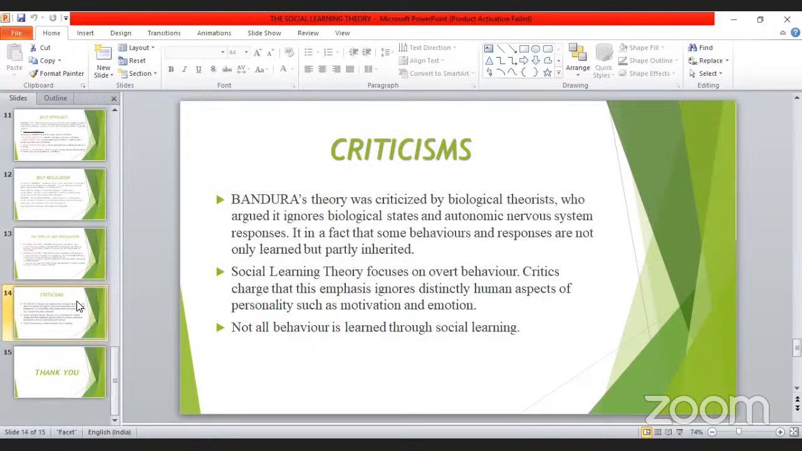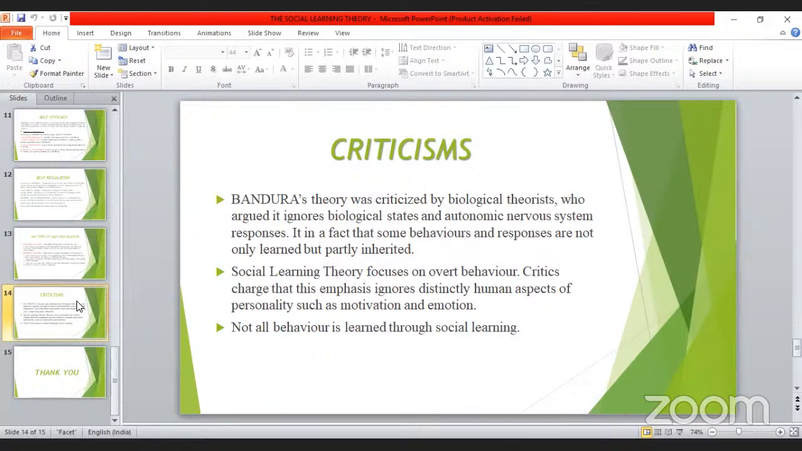So then, the last thing, coming to the criticism. Bandura's theory was criticized by biological theorists, who argued that he ignored the biological state. Even social learning theory focuses on overt behavior, right? Critics charge that Bandura ignores distinctly human aspects of personality such as motivation and emotion. How we get motivated, how we have positive or negative emotion through observing others, was not explained by Bandura. Bandura only focuses on overt behavior that is observed by others.